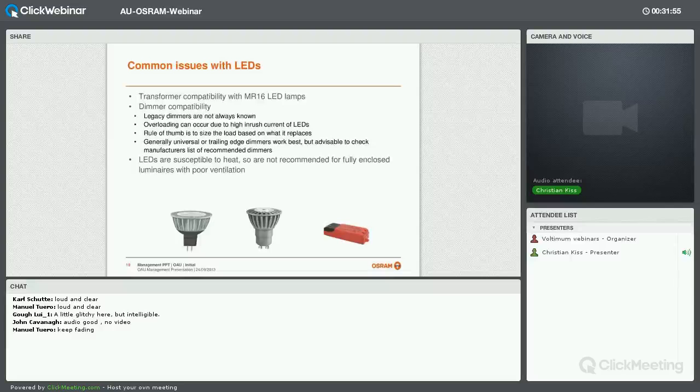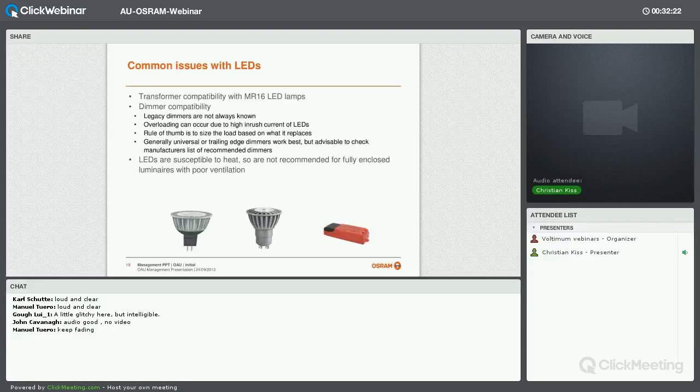Also, dimmer compatibility is improving, but currently, obviously, dimmer compatibility can be an issue with all types of LED products, but especially, I mean, the worst case scenario, I guess you could have, would be a halogen transformer and an MR16 lamp, because sometimes the technologies fight against each other and really don't lead to good results. But again, that's improving.